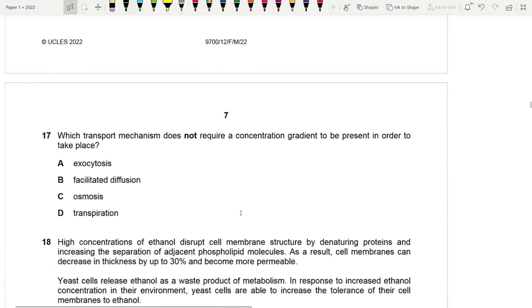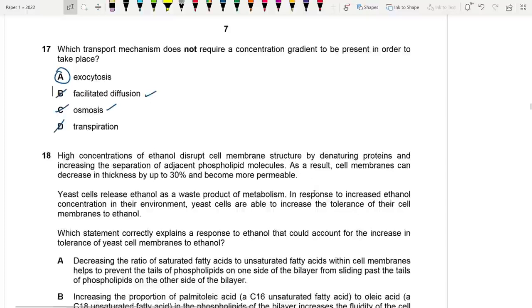Which transport mechanism does not require a concentration gradient to be present in order to take place? So basically all of these. Facilitated diffusion is a passive process. It requires a concentration gradient. Osmosis requires one. Transpiration also requires a gradient, right? Like we want water to be lost from the leaves, or else water won't be pulled up. Okay, but exocytosis doesn't require one. It's an active process.